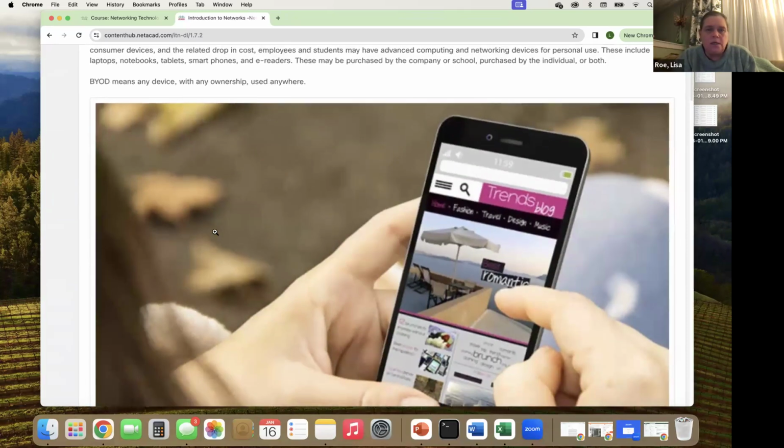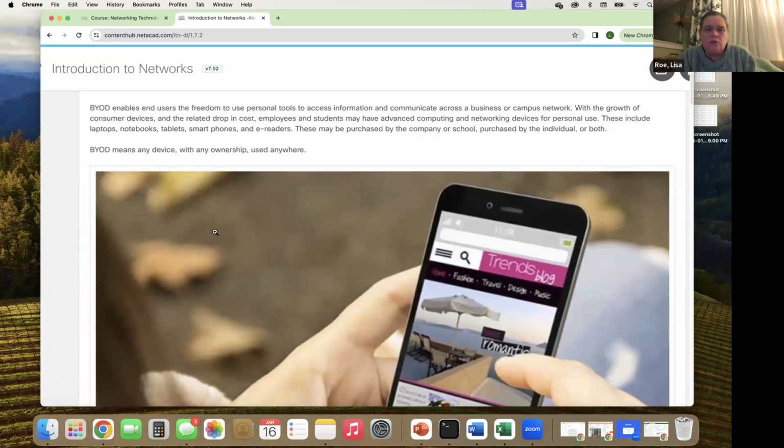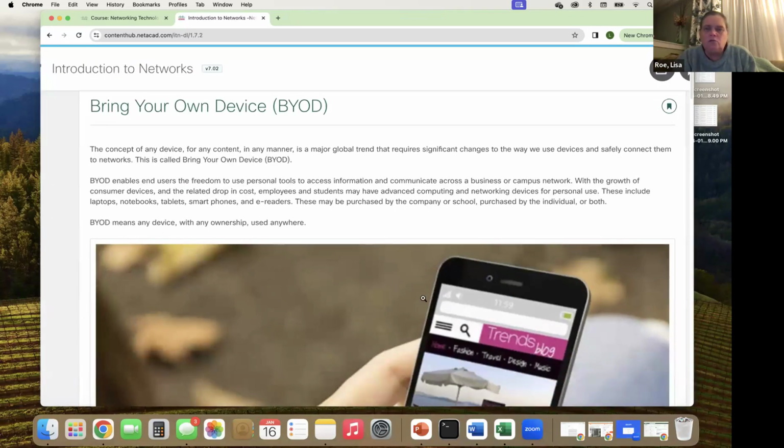So BYOD means you can bring your own device, connect to a network, and use it. And so systems have to be in place. And as you go through, if you're studying cybersecurity or security in general, you're going to learn about this much more.